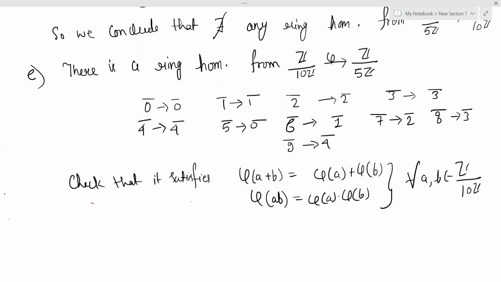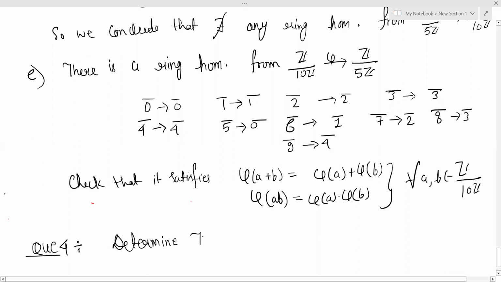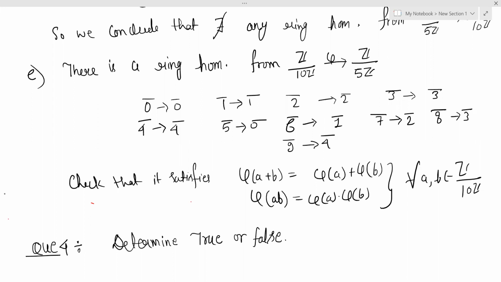Okay. Question 4. Question number 4. Determine true or false. Let R be a ring, I be an ideal of R.